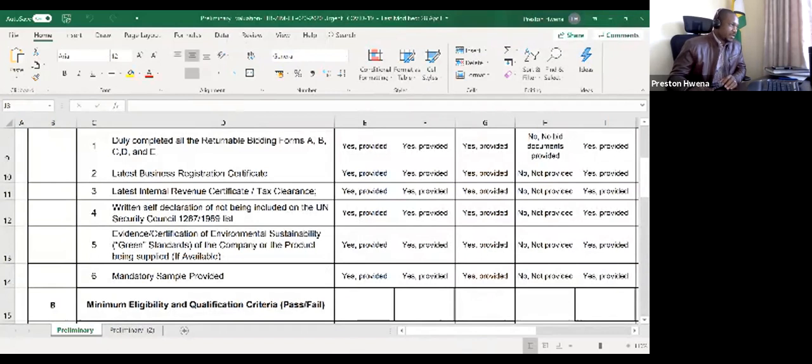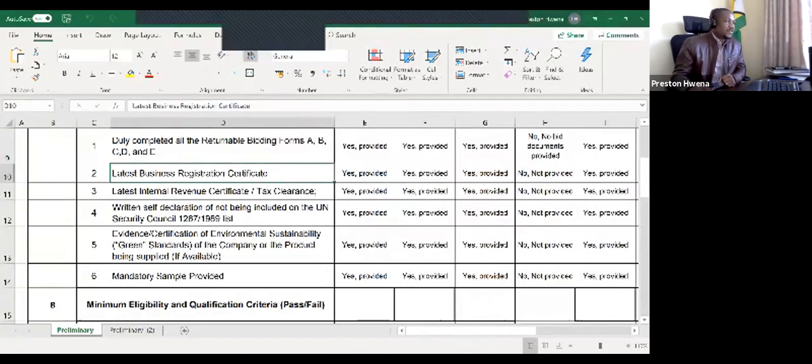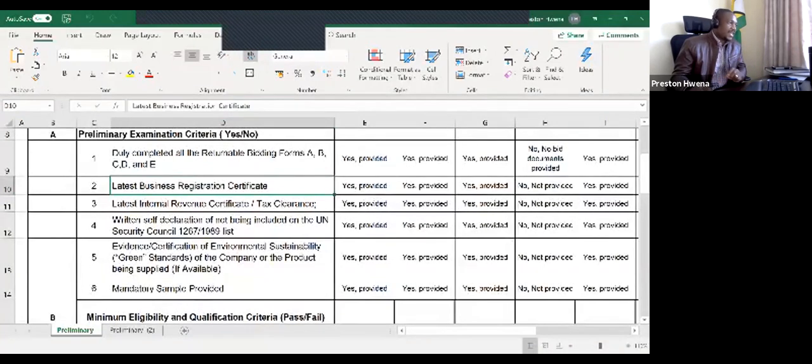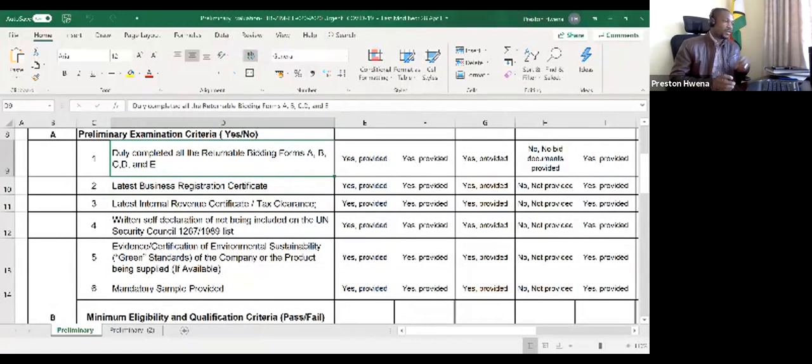This needs to be completed. The registration certificate. So you find out that, just a moment, the preliminary examination criteria, which is section A, we are looking at yes or no. Sometimes this yes or no does not make your bid to be disqualified. To some extent, we may request this because it doesn't change the value or the nature in terms of the prudence of your submission.